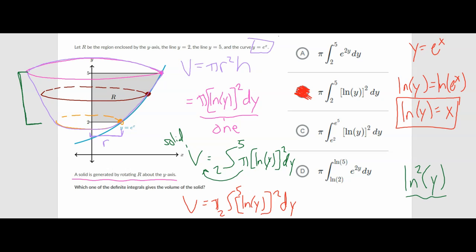So again, just like before, where we could have our cross sections perpendicular, like our squares, our rectangles, our semicircles, our triangles, they could be perpendicular to either the x or the y axis. We can also revolve around either the x or the y axis. And depending on which axis you're revolving, that's going to be the variable that you want to set your integral up in terms of.